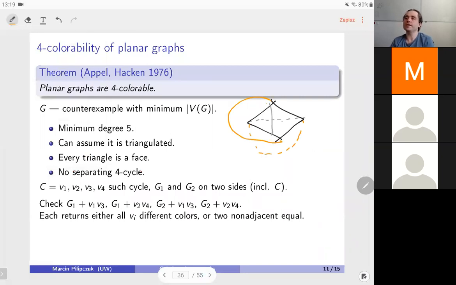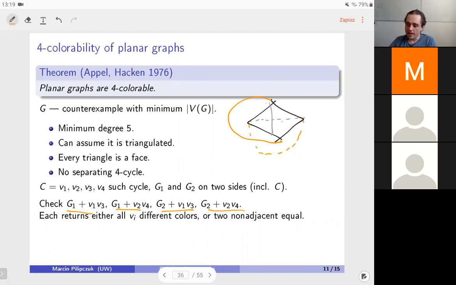Okay, what's the coloring now? So we have got these 4 questions we ask, and all these questions return a coloring, which is either a coloring where all 4 guys are different, or the non-adjacent guys have got equal colors. There are 2 different types of colorings, and we cannot match them easily. Now let's look at what we can match with each other.